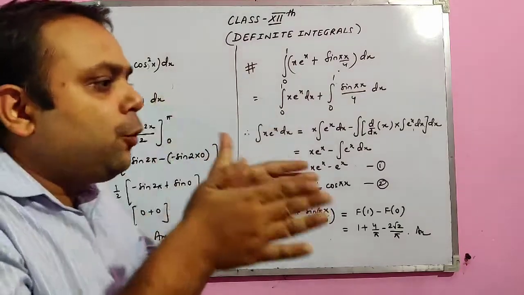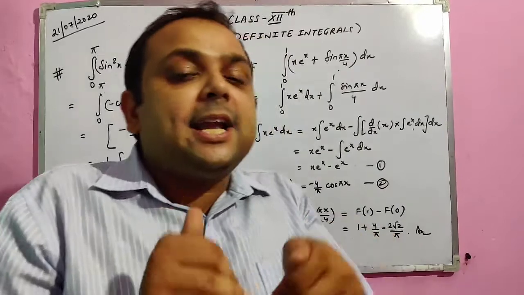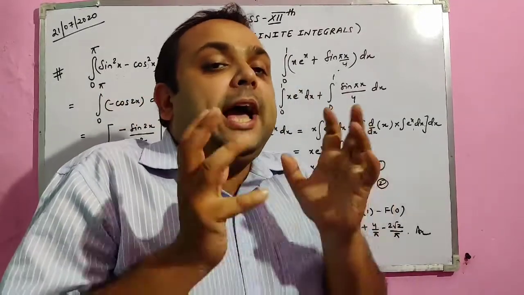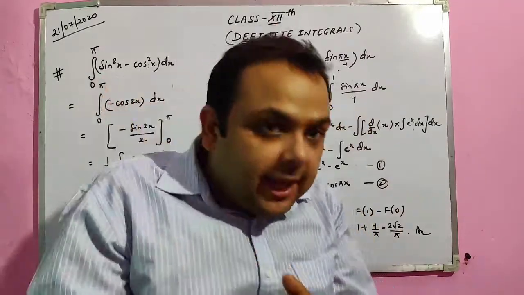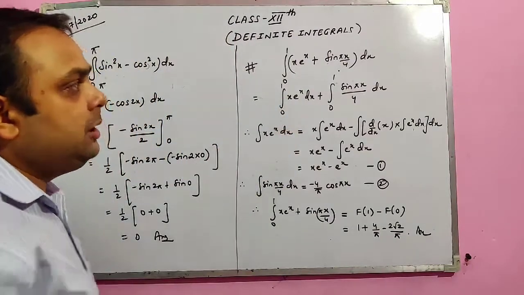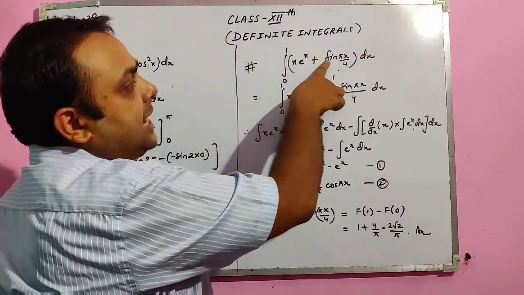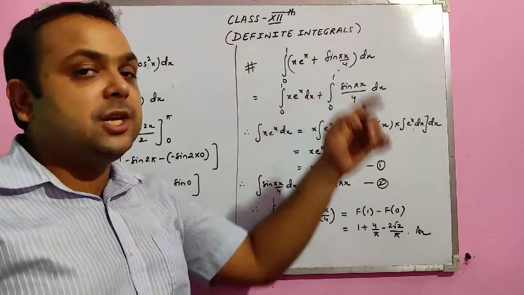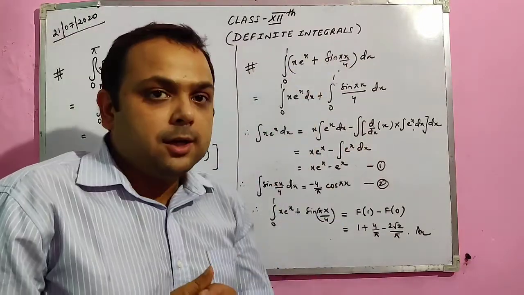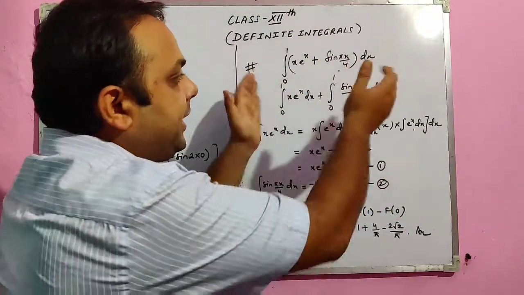So we need to just focus on the integration, and at last we need to apply the values, f of b minus f of a. Similarly in this question, we have the integration of x e^x plus sine pi x by 4. The limit is 0 to 1. So what I did, I just separated them.